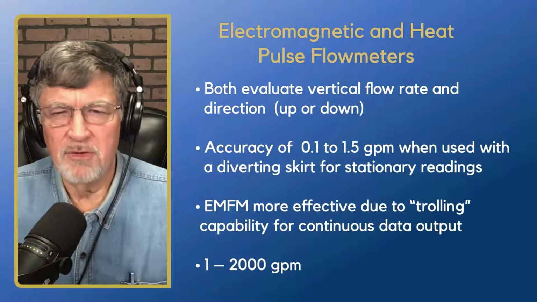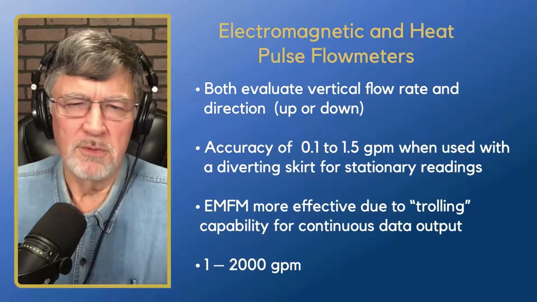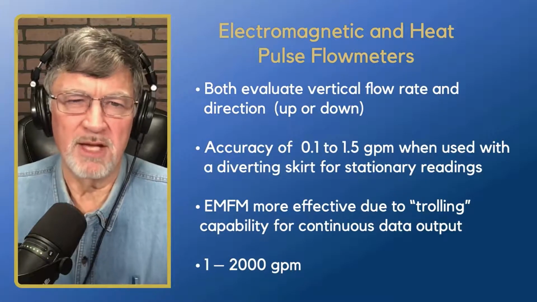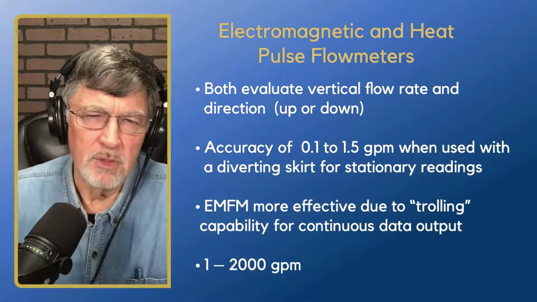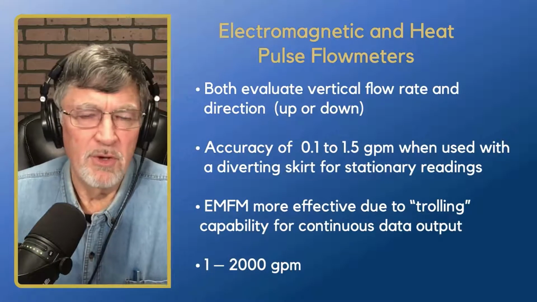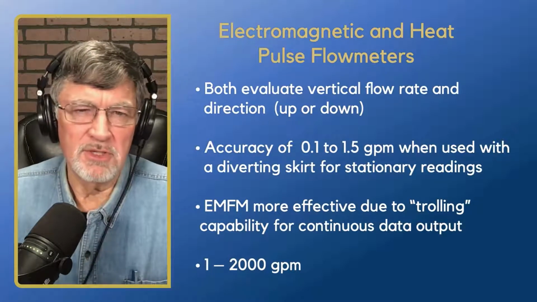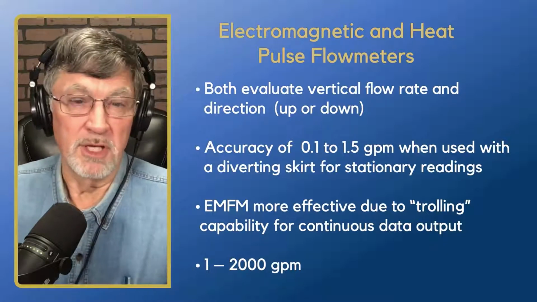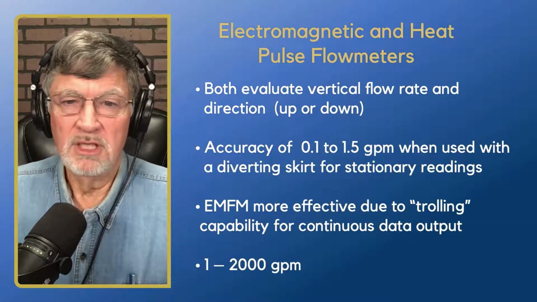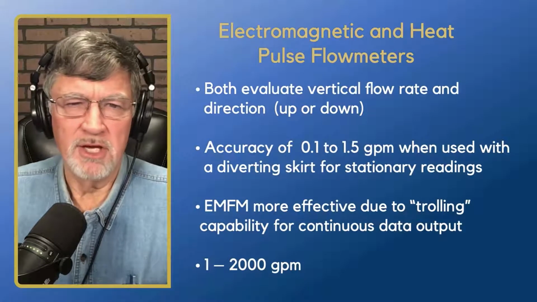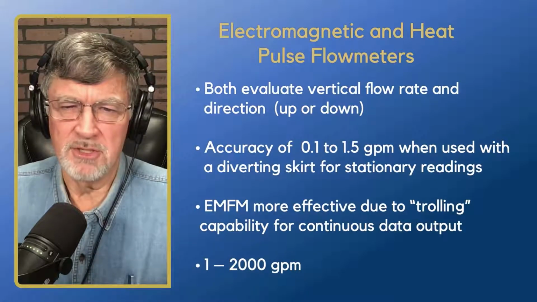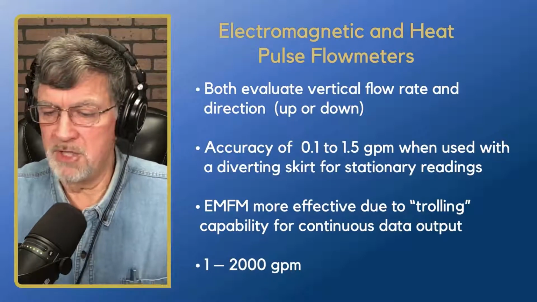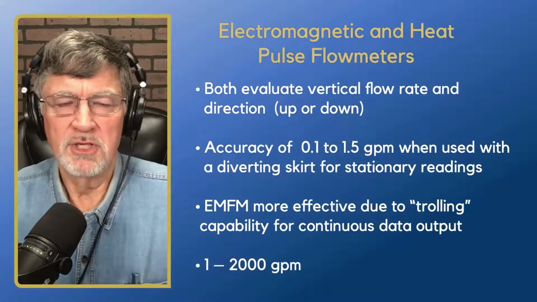The electromagnetic flow meter is more effective due to its trolling capability for continuous data output, which means we can put that probe down to the bottom of the well and pull it up very slowly, and it's going to continuously log the hole all the way up to as far as we can bring it out. So the range of flows these can measure is 1 to 2,000 gallons per minute. So a fairly wide range on both these tools.